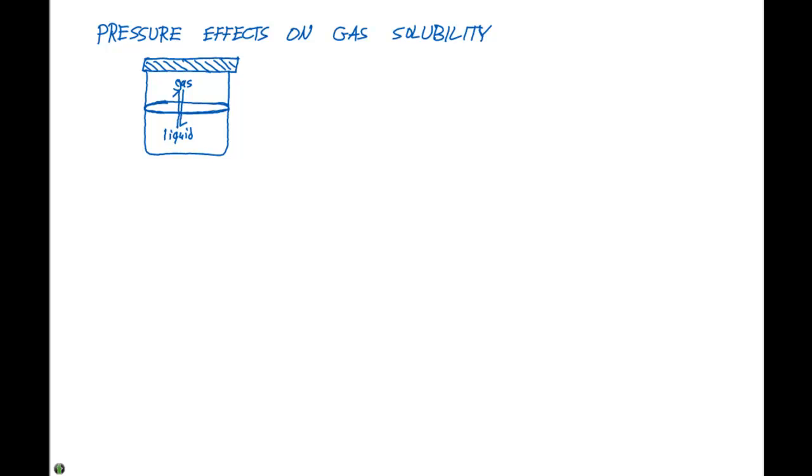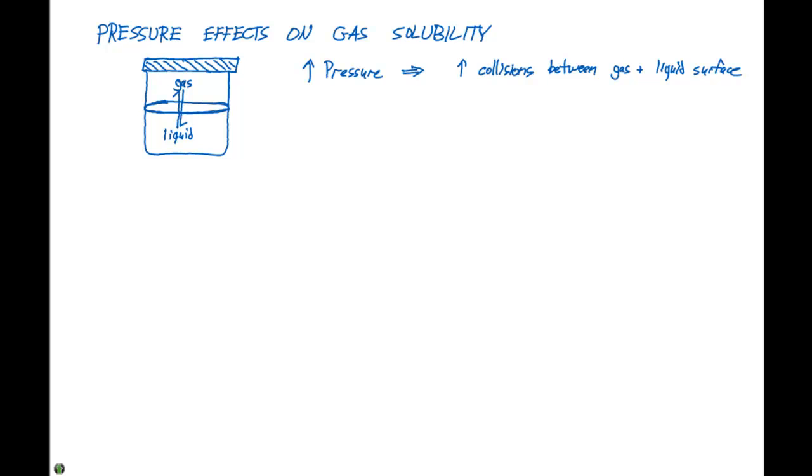So the question is, what happens when we adjust the pressure? If I increase the pressure of the gas inside this container, what impact does that have on the molecules inside there? If we increase the pressure, we're going to increase the collisions between the gas and the liquid surface. So increasing the pressure, we're making the gas molecules hit that liquid surface at a much more rapid rate.